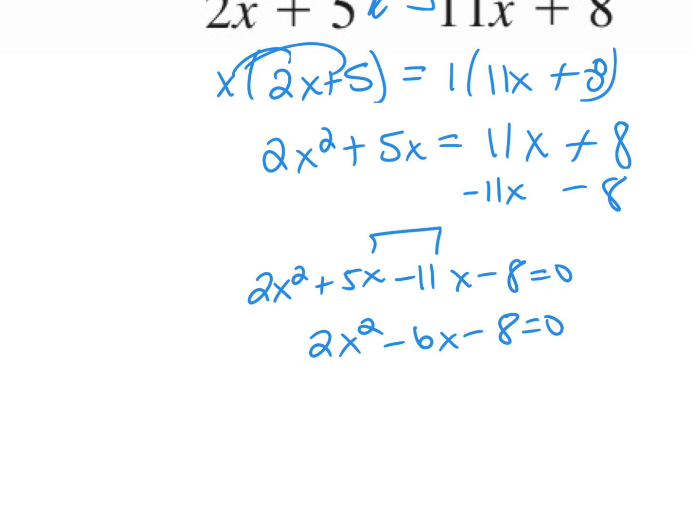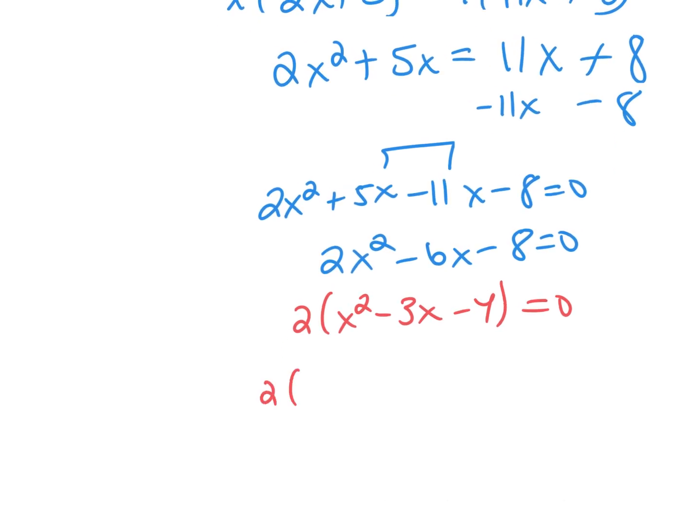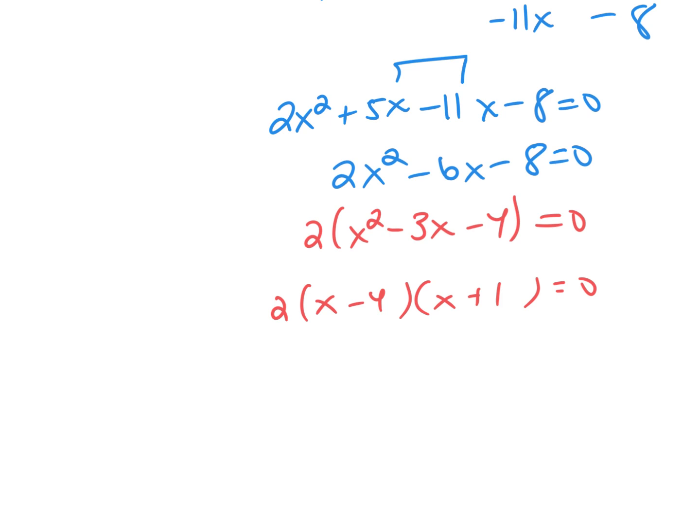When we factor, ladies and gents, what's the first thing we look to take out? GCF, perfect. Is there a GCF between the three of these? Yeah, I can take out a 2, perfect. So I have x squared minus 3x minus 4 equals 0. Now can we factor this? What times what will give me a negative 4 when I multiply, but a negative 3 when I add? Negative 4, positive 1. Perfect. So now you take each piece and set it equal to 0.